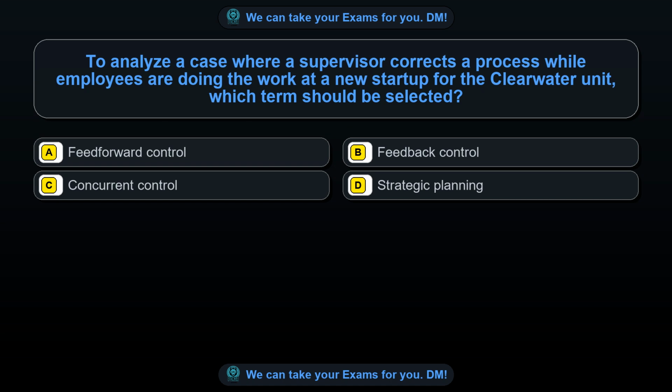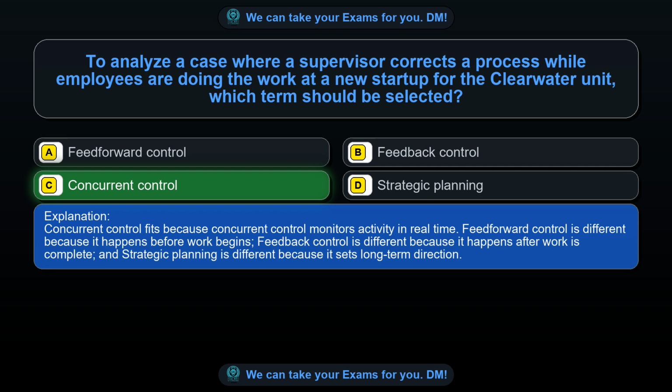Question 47. To analyze a case where a supervisor corrects a process while employees are doing the work at a new startup for the Clearwater unit, which term should be selected? Option A, feed-forward control. Option B, feedback control. Option C, concurrent control. Option D, strategic planning. The correct answer is option C, concurrent control.